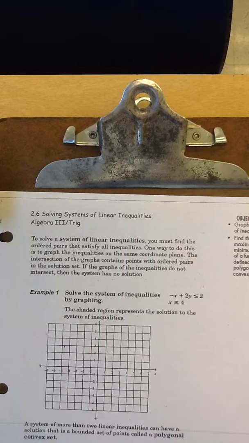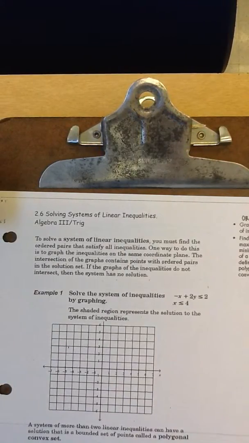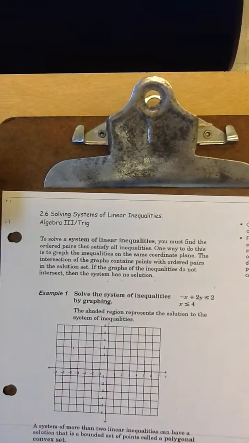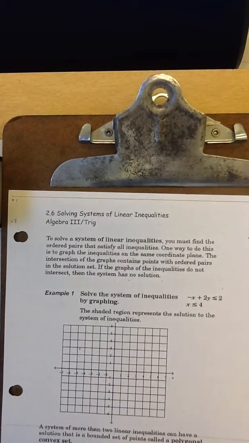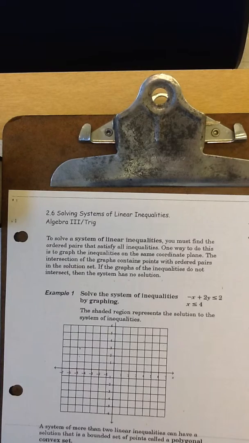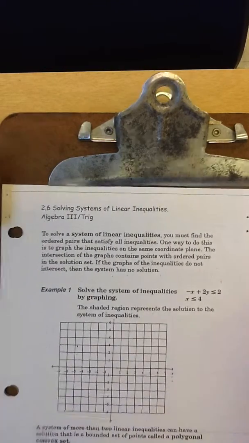To solve a system of linear inequalities, you must find the ordered pair that satisfies all inequalities. In a system of linear inequalities, your solution is actually all the points that lie in the area. So we're going to graph the inequalities, and in their intersection, in the areas where they overlap, any point within that is a workable solution, and the graph indicates all of the solutions. To solve a system of inequalities by graphing, we will graph.